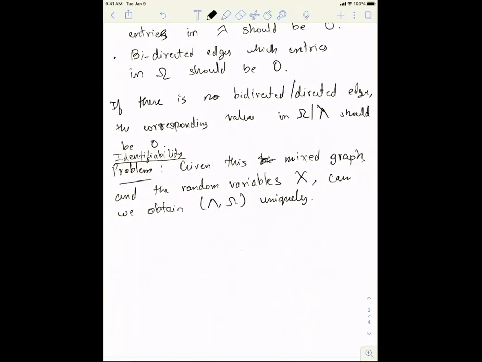More particularly, since you assume that you have enough samples, you assume instead you have both the mixed graph and this matrix sigma, which is just the expected value of x x transpose. So essentially, you assume that you are just given the covariance matrix, and then you want to retrieve lambda and omega.